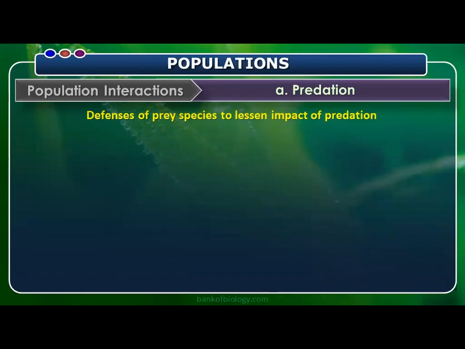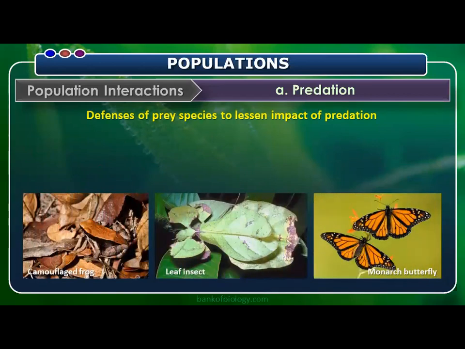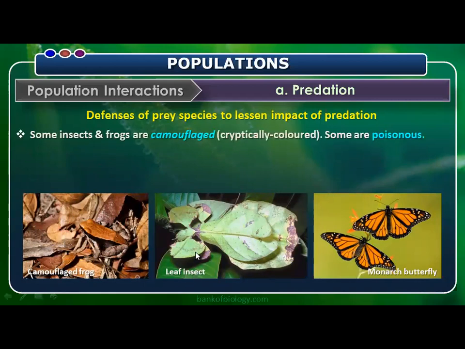Next, the prey: how it protects itself. We are now talking about the defenses of prey species to lessen the impact of predation. What they are doing is getting camouflaged, that means background coloration. You see here one of the leaf insects, which almost looks like a leaf. Then some make themselves poisonous. The monarch butterfly is one example.